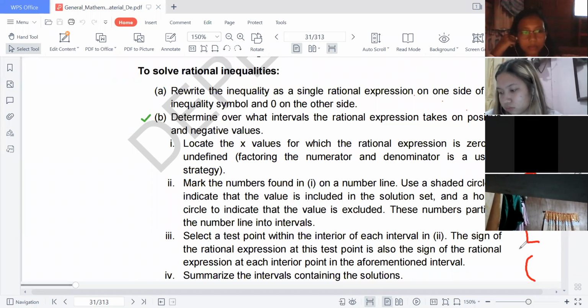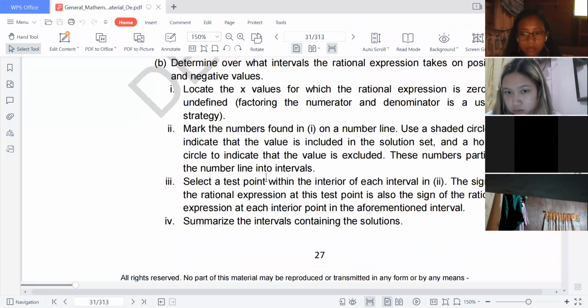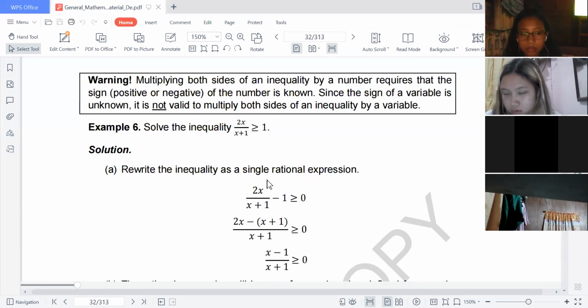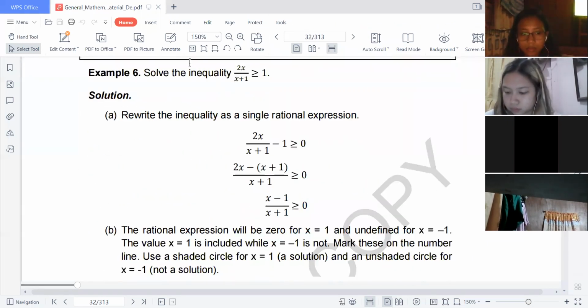The third step is to select the test point. You will be testing each interval that you get, whether it is included in your inequality or not, or whether it makes your inequality true or not. Then the last one is you summarize the interval containing the solution. There are many steps, but you will understand when we discuss examples. Let us have this example.